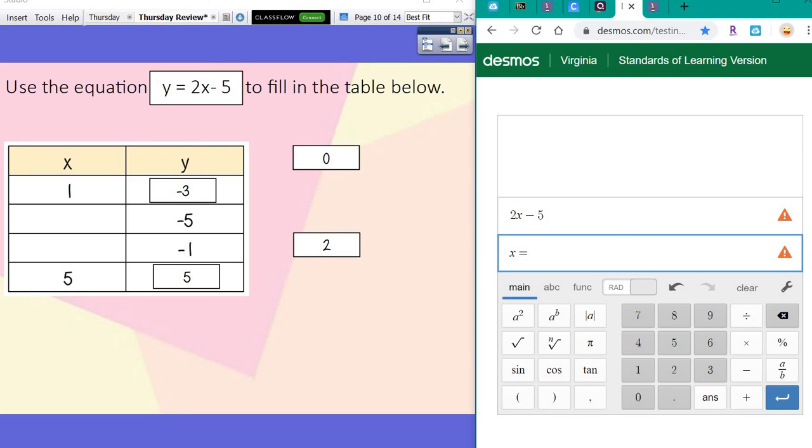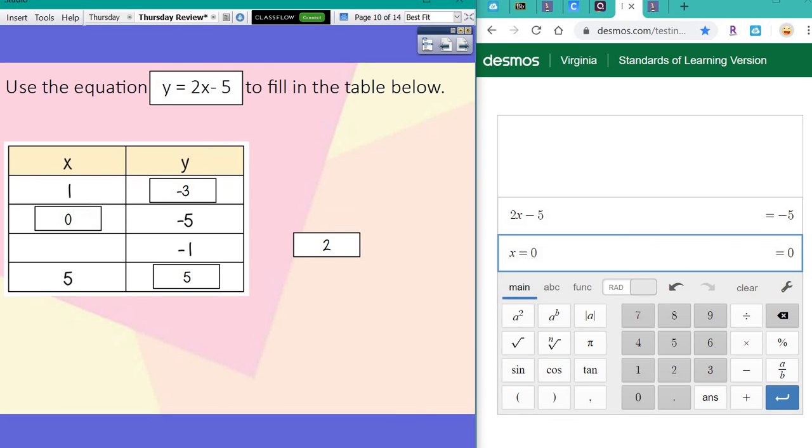If I put in 0, I get -5. So I'm going to put it over here in the second row because 0 and -5 go together. And then obviously 2 is going to go in the last spot, but let's just test it. It gives me -1. I've done things correctly.